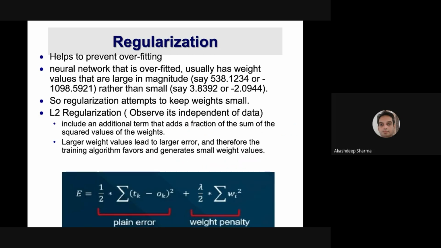ओके, फर्दर अब करना क्या है? कम regularization. What is regularization? Regularization क्या है? They help to prevent overfitting. तो हमने देख लिया what is actually overfitting. Now they help to prevent overfitting. And what has been observed? कि neural networks that are overfitted usually have weight values that are large in magnitude.